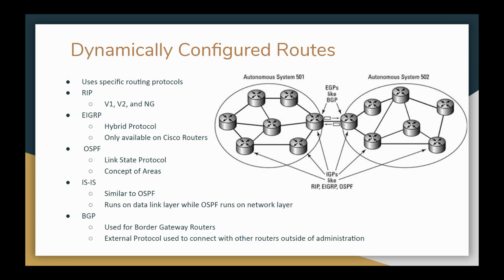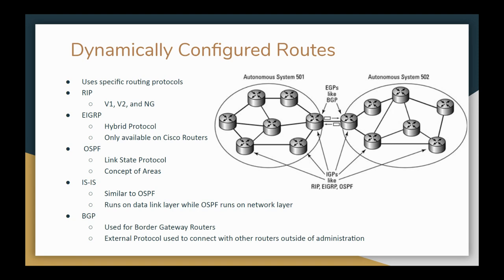Dynamically configured routes use specific protocols in order to learn new routes. The different protocols include RIP, EIGRP, OSPF, IS-IS, and BGP. RIP stands for Routing Information Protocol and has 3 versions: V1, V2, and NG.